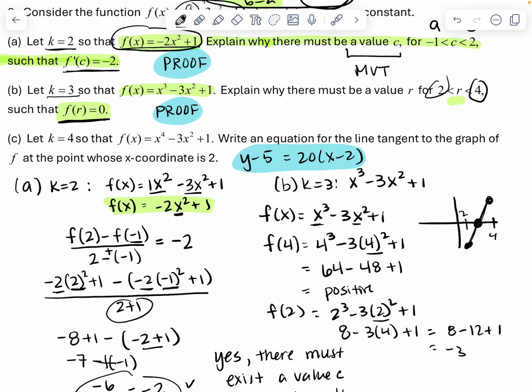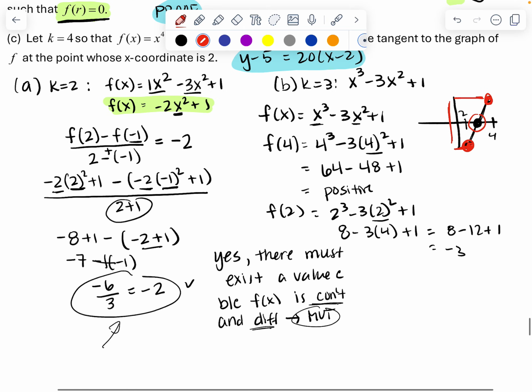So think about it. Does there have to be a place where it actually equals 0? If I start down here and I end up down here, do I have to cross through the x-axis? Yes, I do. Now, which theorem said that? That's not mean value theorem anymore. Remember, there was a theorem that said if I start here and end up here, I have to cross through every point in between. Do you guys remember that theorem? That's the intermediate value theorem. So you would say yes.